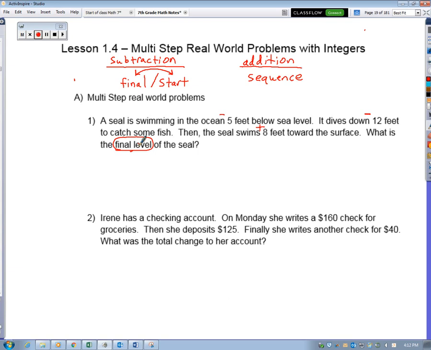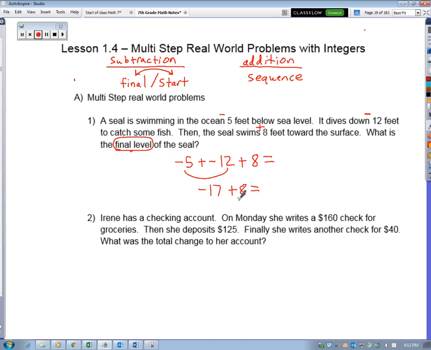So let's add this up. We got -5 plus -12 plus 8, and we'll just write that as an 8 because it's a +8. Now we just need to add these together. Always start from the left and work your way to the right. So we're going to add up these two. They're both negative, so add like normal. -17. And I'm just going to drop the 8 down here next to that, and then we'll work that out.